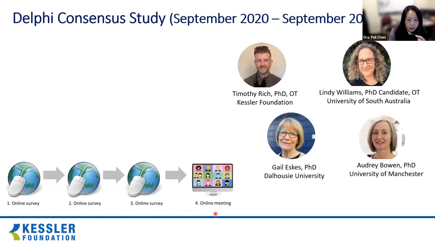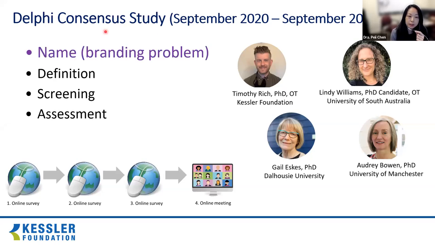So before I go into what spatial neglect is, how to assess and treat it, I want to tell you something that we recently did for the past 2 years. A group of us conducted a so-called Delphi consensus study. It's a method to come to consensus on certain things. The Delphi consensus method has been used to create medical guidelines, for example. During this study, we focused on four different big topics related to so-called neglect: the name, the branding problem that I talked about, definition, screening, and assessment. And just for today's purposes, I'm going to talk about name only.